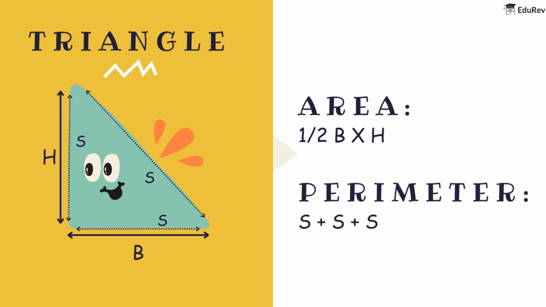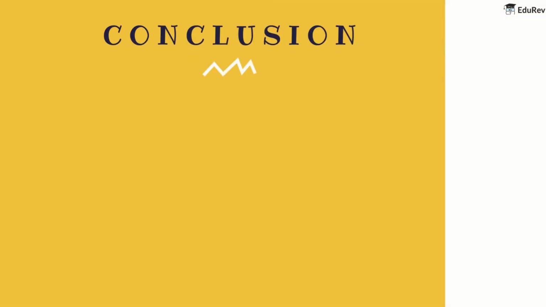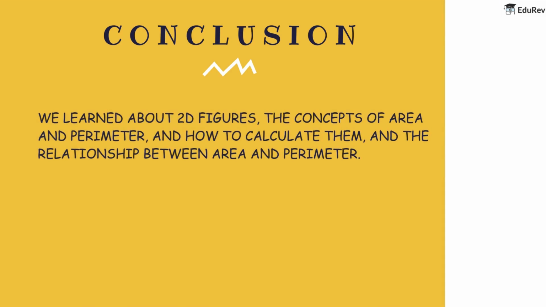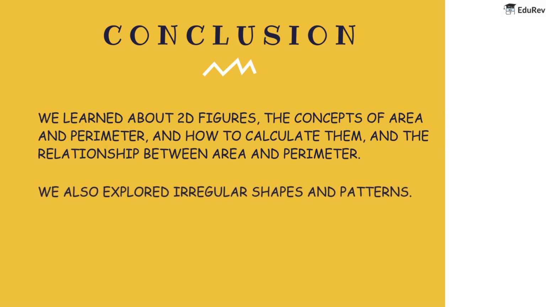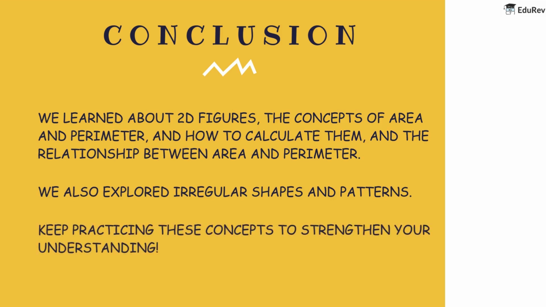In conclusion, we learned about 2D figures, the concepts of area and perimeter, and how to calculate them, and the relationship between area and perimeter. We also explored irregular shapes and patterns. Keep practicing these concepts to strengthen your understanding.